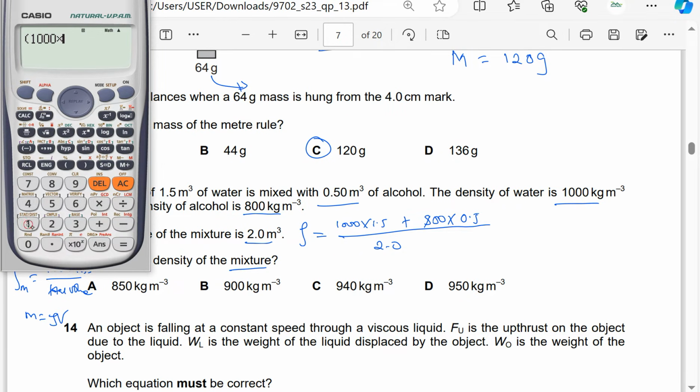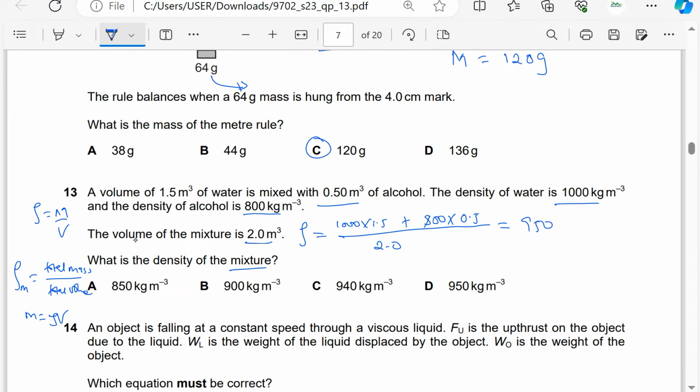1000 times 1.5 plus 800 times 0.5. So this is 1900 divided by 2, which is 950. So the answer is going to be D.